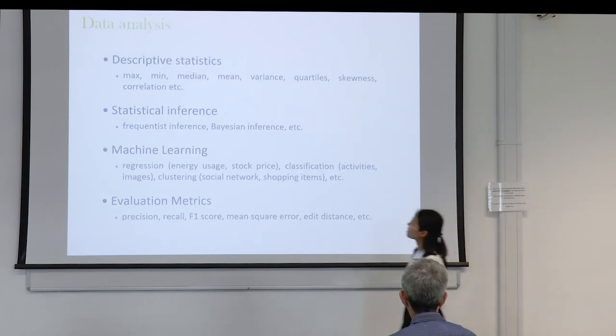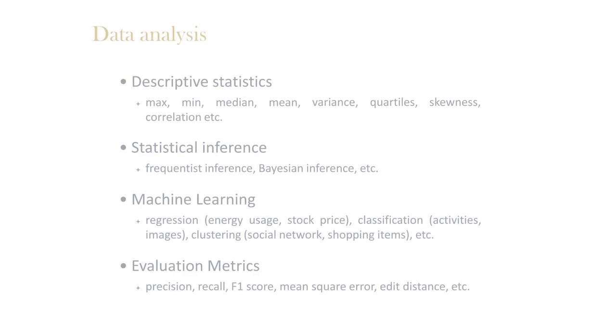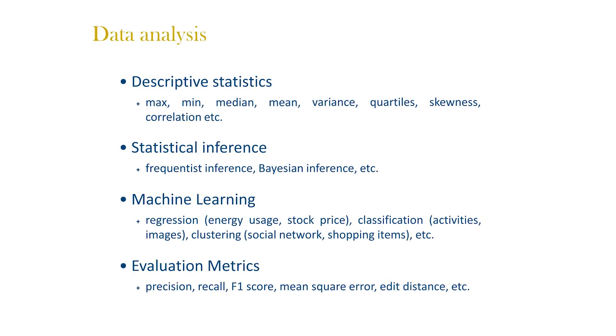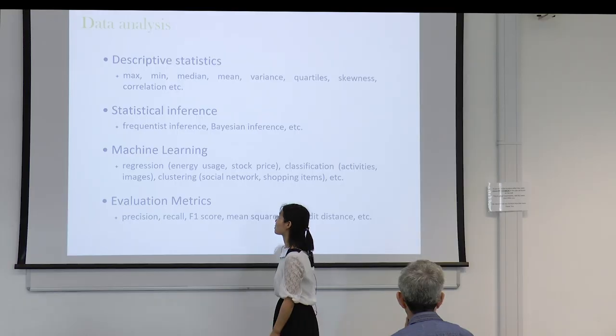So for data analysis, you can have very simple descriptive statistics like the mean, standard deviation, the variance, quartiles, skewness, and correlation. You can also have statistical inference. So you assume a certain distribution, then you try to estimate the parameters of the distribution, then you have a model of the data you have.